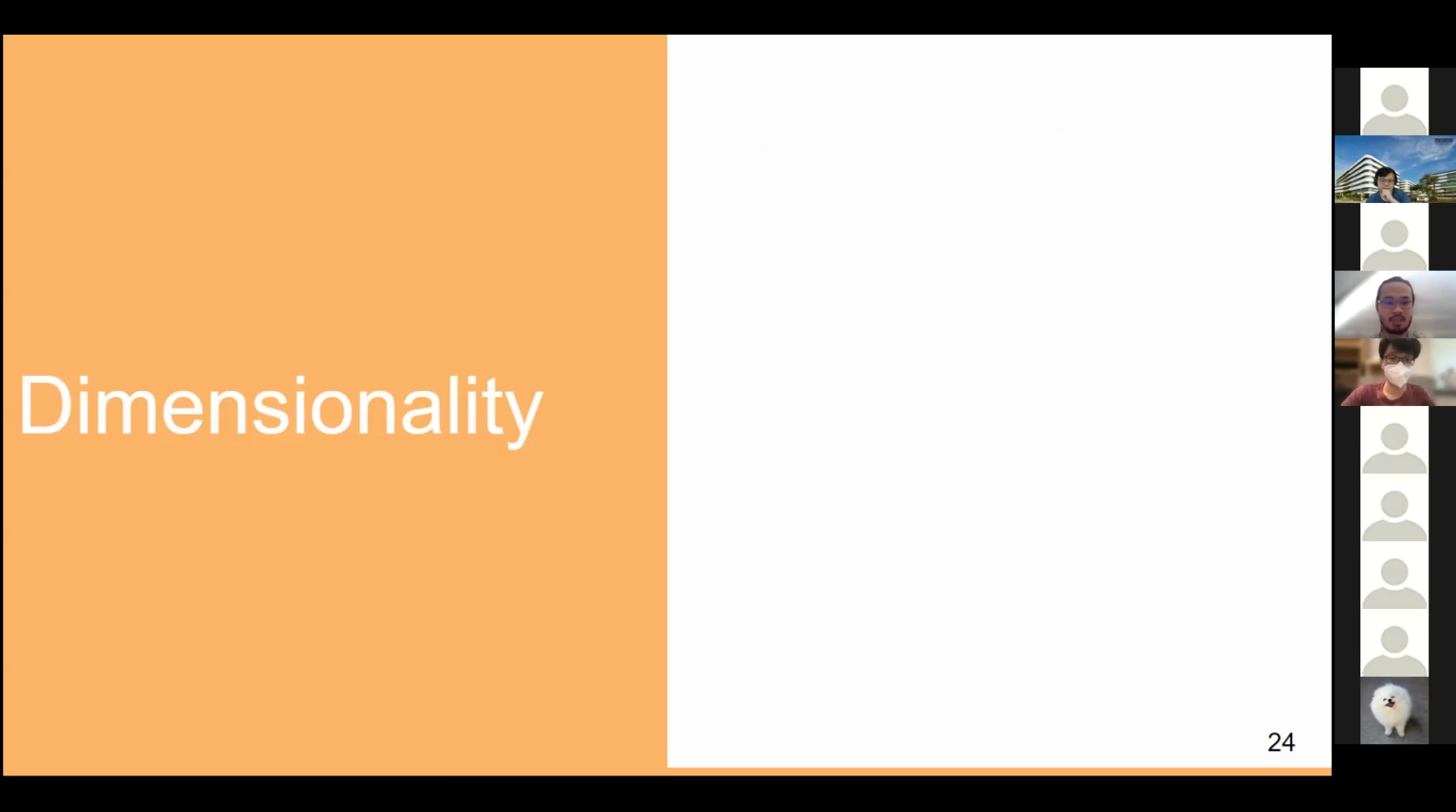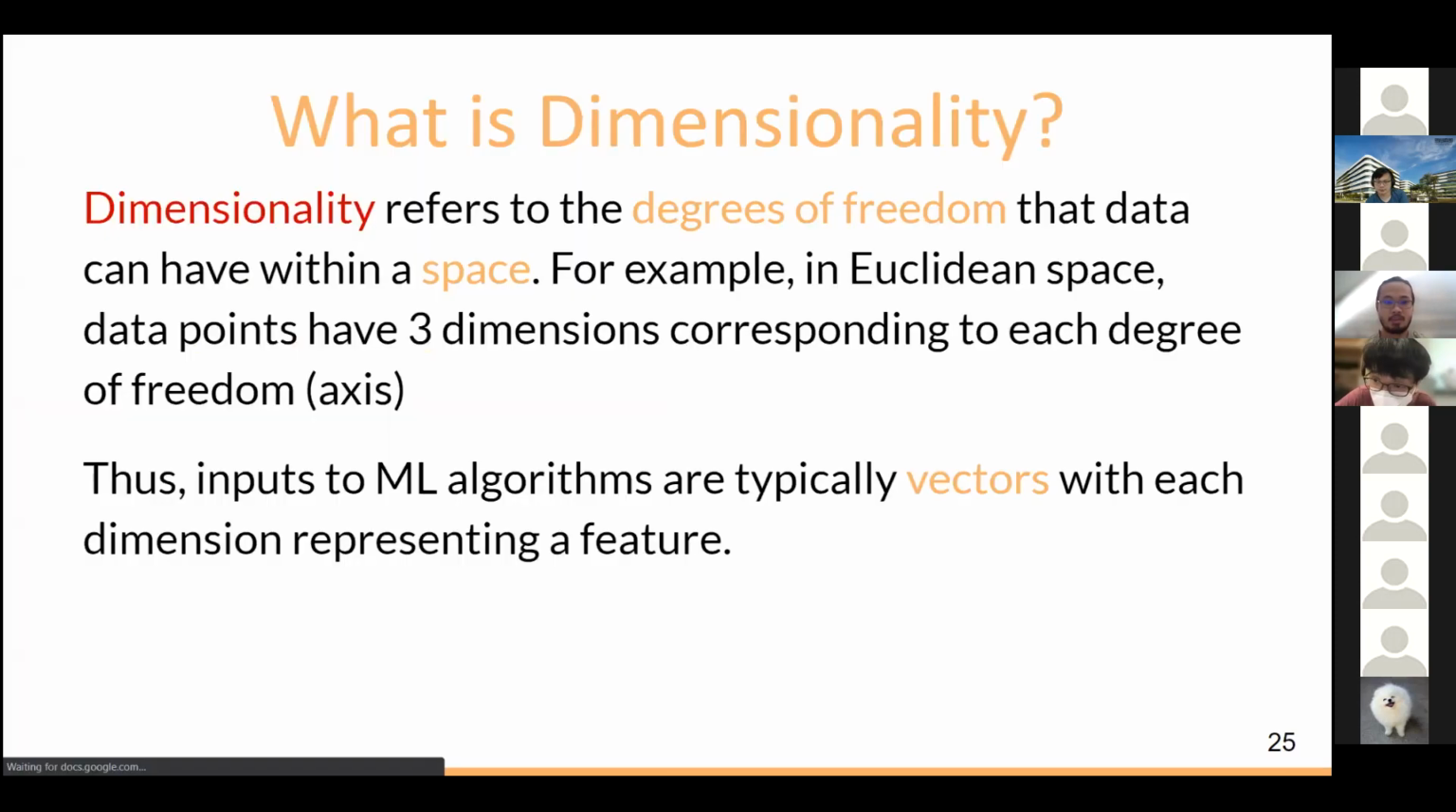Right. So we talked about features, and now we need to talk about dimensionality because they are closely related to each other. What exactly is dimensionality? Dimensionality refers to the degrees of freedom that the data can have within a space. In a Euclidean space, you have data points with 3 dimensions because they correspond to each degree of freedom in that space, for example the x-axis, y-axis, and z-axis.